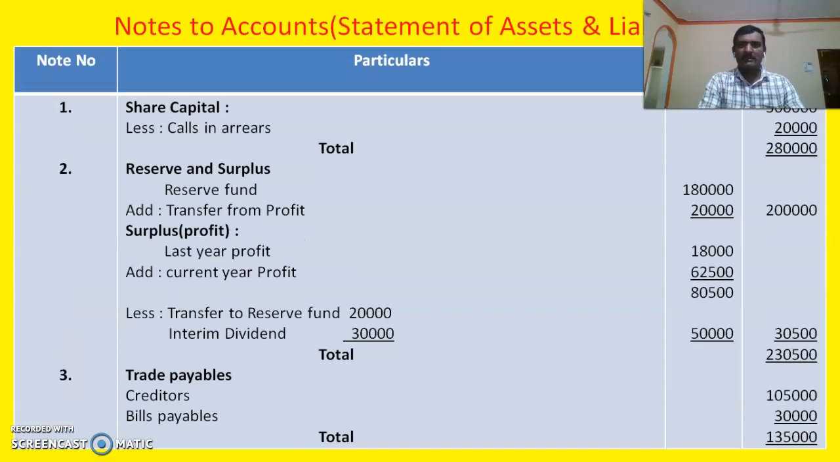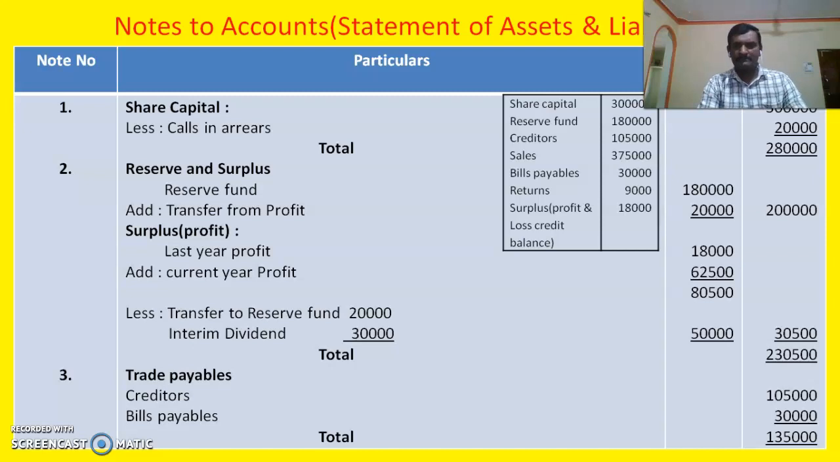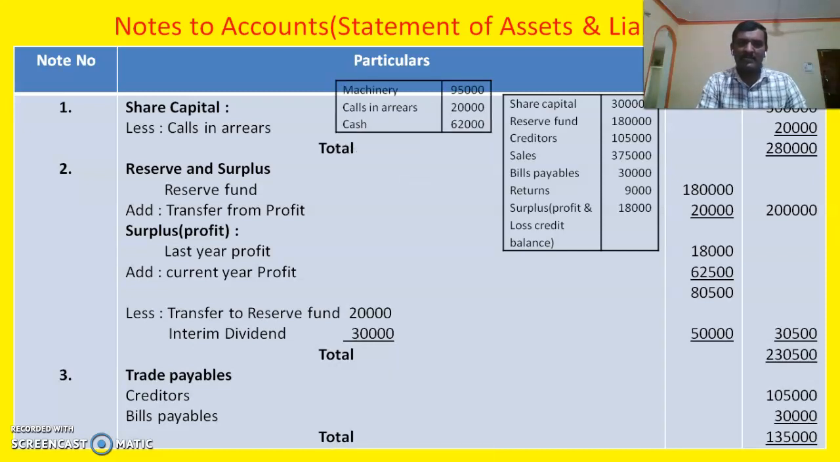In this statement of assets and liabilities, first of all, we have to start with the share capital. About share capital, in the trial balance, they were given only rupees 3 lakh, and there is no clarity about the authorized capital, issued capital, subscribed capital like that. But one important piece of information is given in the debit balances also, that is regarding calls in arrears. So that calls in arrears is to be subtracted from the share capital, then the balance is taken as the share capital to the statement of assets and liabilities.